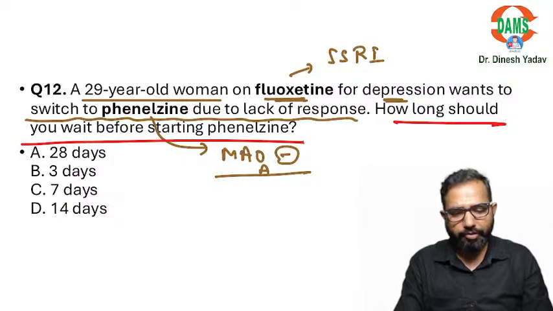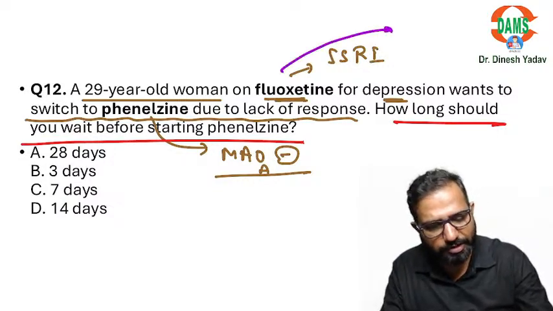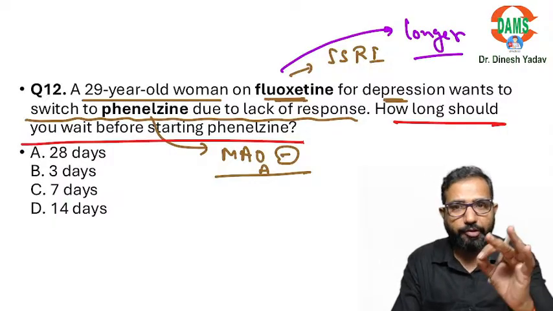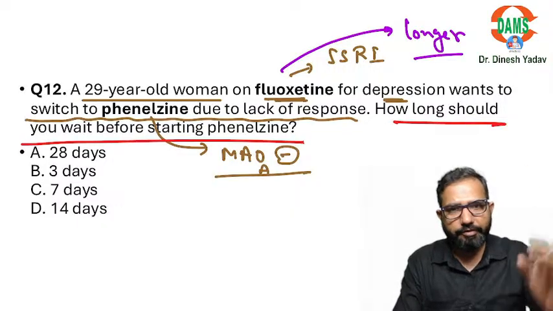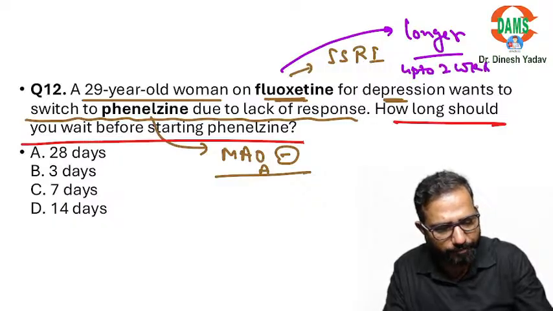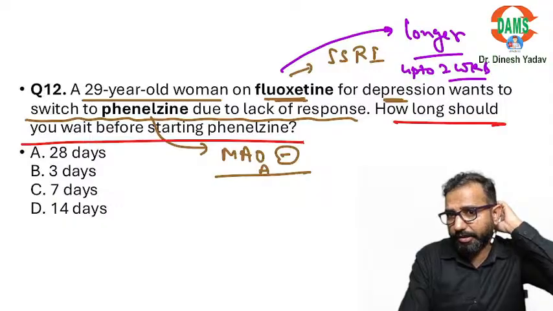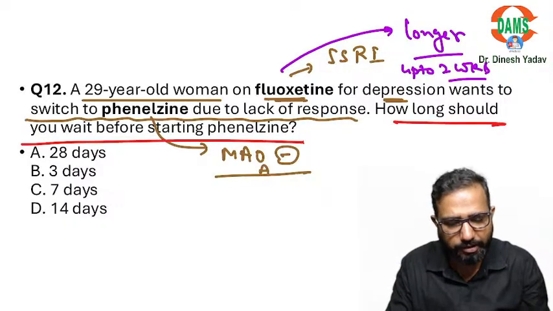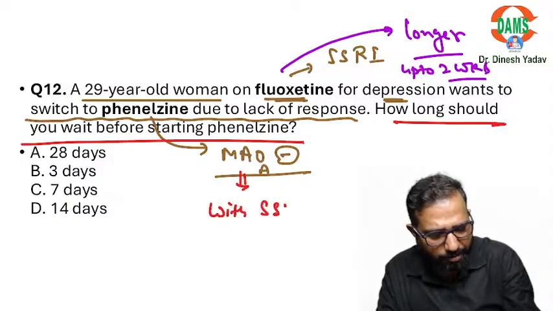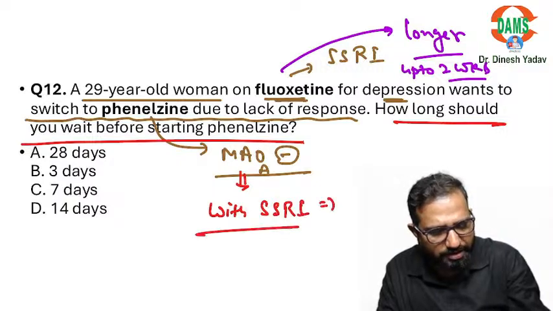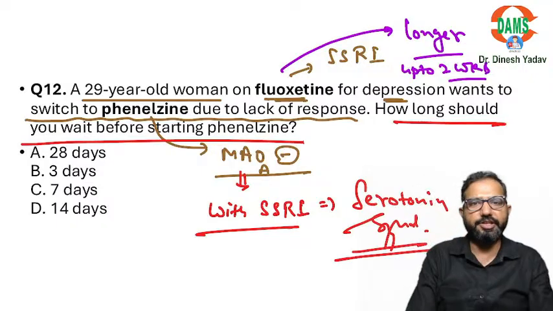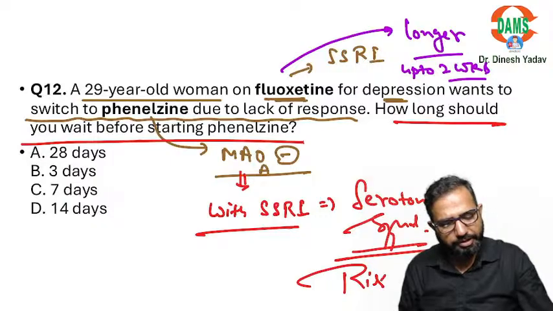What do you think? Fluoxetine, every bacha should know the fluoxetine. Fluoxetine is the longest drug, with a very long half-life because of the norfluoxetine. Fluoxetine is going to change into norfluoxetine, very long half-life. Up to 2 weeks you will see the effect of this drug. So very long acting drug. You want to give the phenelzine. Phenelzine is the MAO inhibitor, and MAO inhibitor with SSRI carries a risk of serotonin syndrome.